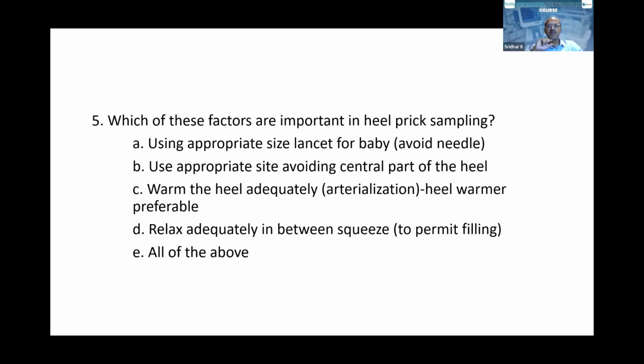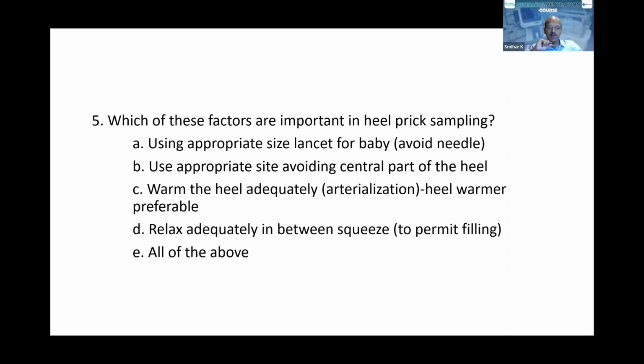The last question for today: which of these factors is important in heel prick sampling? So again, appropriate size lancet. How many of you use lancets and how many of you use needles? Do all of you have access to lancets? We use needles, sir. Okay, try to get lancets.